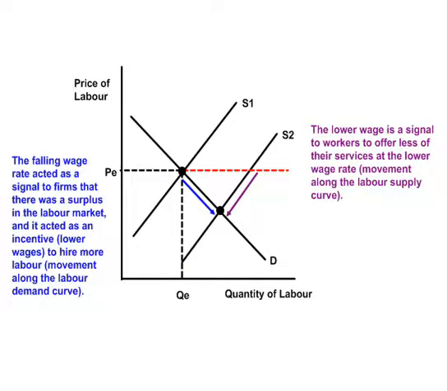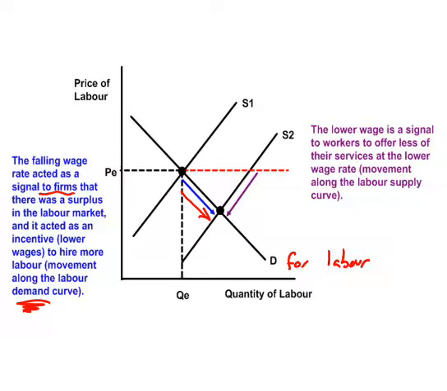So if we look at it in terms of supply and demand, the falling wage rate acted as a signal to firms. So these are firms that demand labor. So you have to put on a different hat now. Instead of it being the consumers that have the demand curve, it's now the firms that have the demand curve. So there was a surplus in the labor market, and it acted as an incentive to lower wages, to hire more labor because of the lower wages, and we had movement along the labor demand curve. As I said, we're looking at the demand curve because it's the firm's demand for labor. So if we look at that, this is where we are moving along the demand curve for labor.